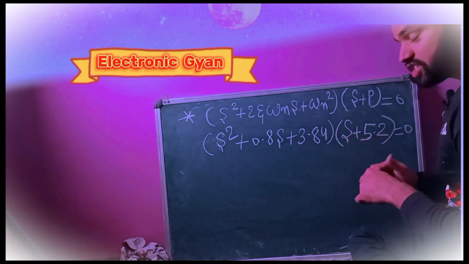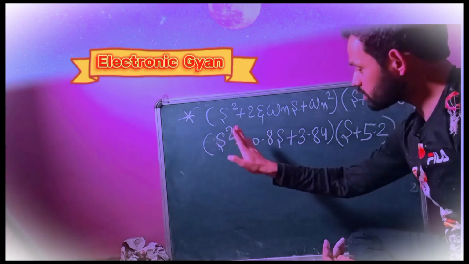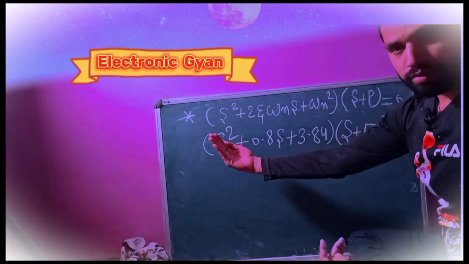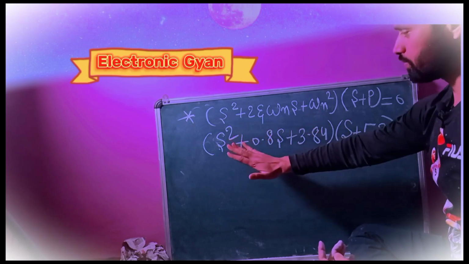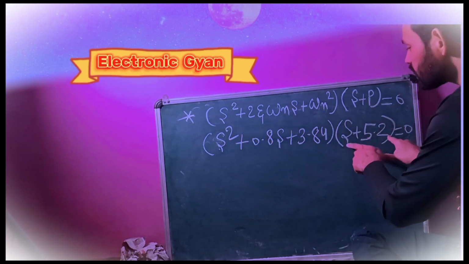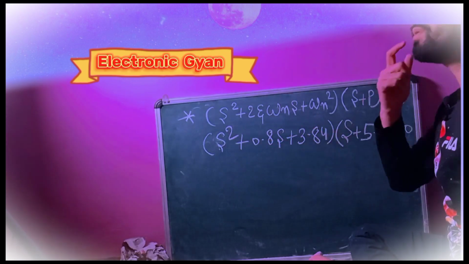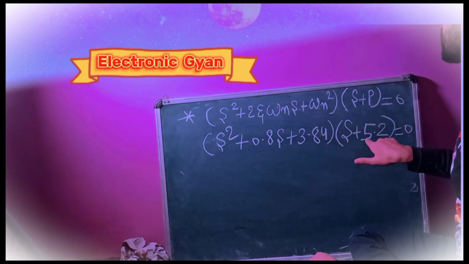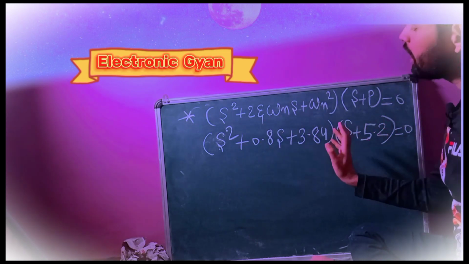We are going to check whether this pole is lying very far from this one, then it is valid. How much far? Five times. If this pole is at least 5 times from this pole, then our assumption is valid. Then we can consider this pole as an insignificant pole, meaning there is no meaning at all for this, and it is valid.